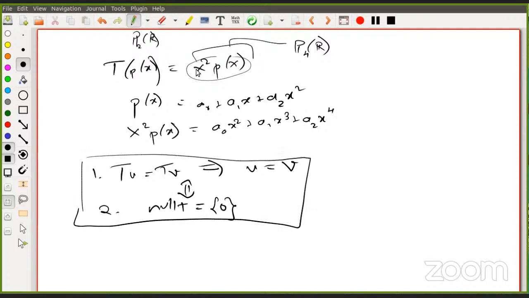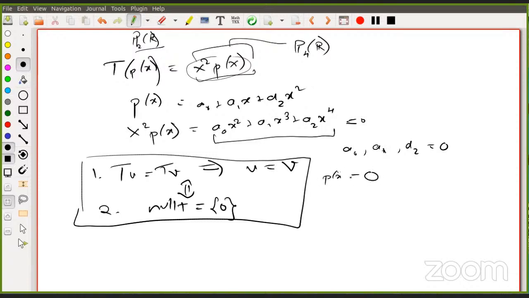So how about this case here? If you want x squared p of x to be equal to 0, which in this case would be of this form, then you'd have to have all of these coefficients equal to 0. So if this has to be equal to 0, then a0, a1, and a2 all equal 0, which means that the only polynomial in P2 of R which belongs to the null space of T is the 0 vector, the 0 polynomial basically.